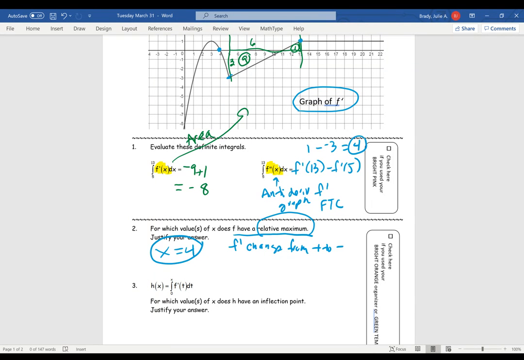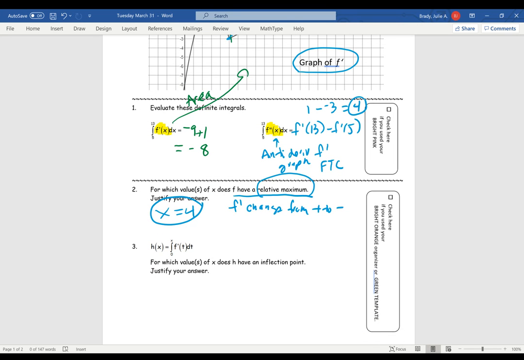Okay, one more. It's really the same questions as we did first semester, except now we need to know the second fundamental theorem. No adjustments needed. So h prime of x is just the integrand evaluated at x. So it's f prime of x, and we have the graph of it.